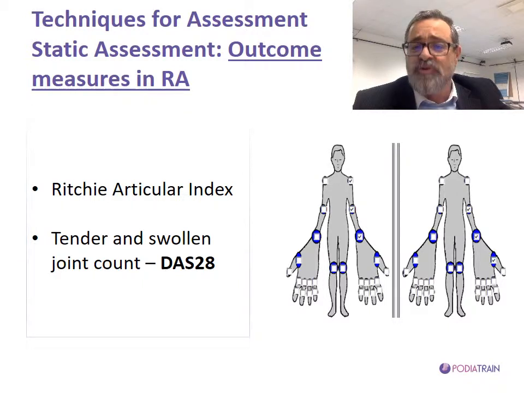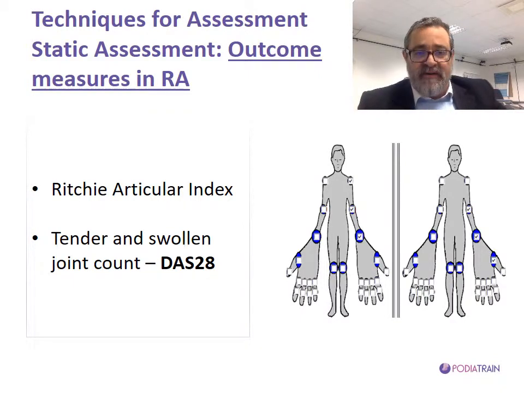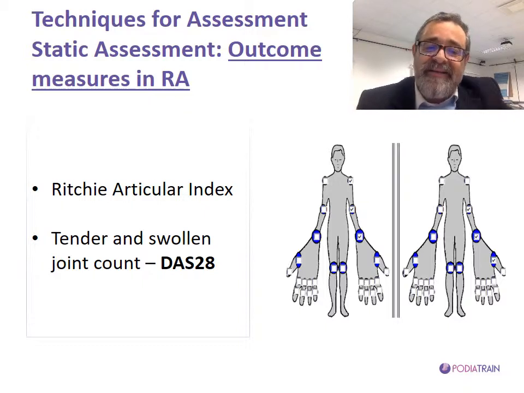This is scored by scoring a 0 if there is no tenderness, a 1 if the joint is tender, a 2 if the joint is tender and the patient winced, and a 3 if the joint is tender, the patient winced and withdrew. Basically, the higher the score, the more severe the problem.